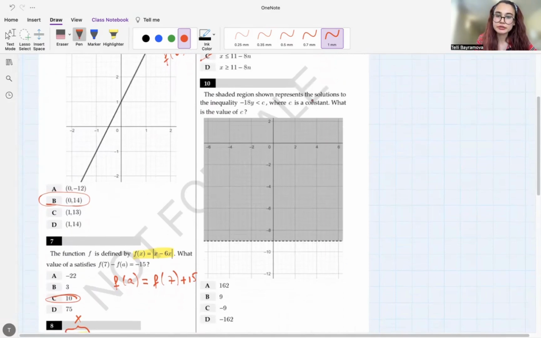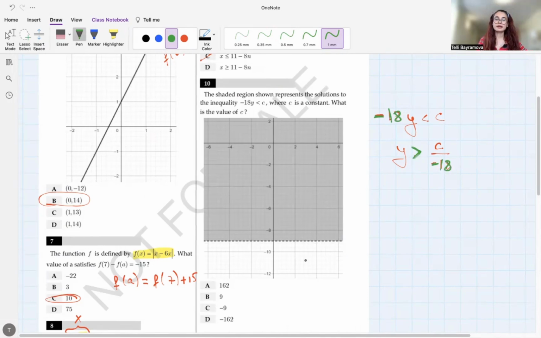The shaded region shown represents the solution to the inequality. Negative 18y is smaller than c. So y is greater than c over negative 18. Because if you divide by negative 18, it means you will divide both sides by negative 18. In this case, the sign will be vice versa. Okay, so y is greater than c over negative 18.